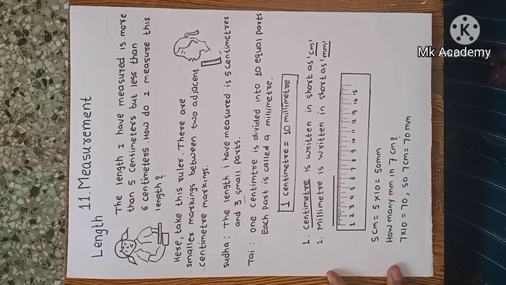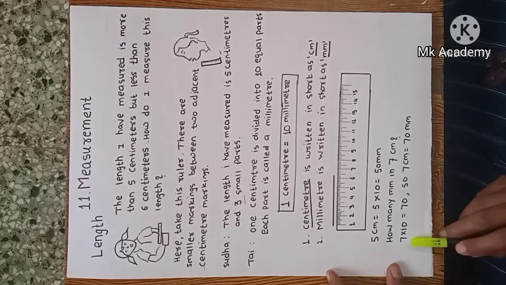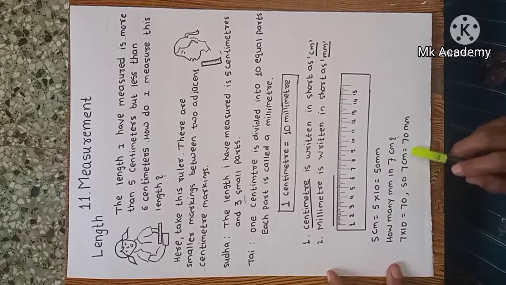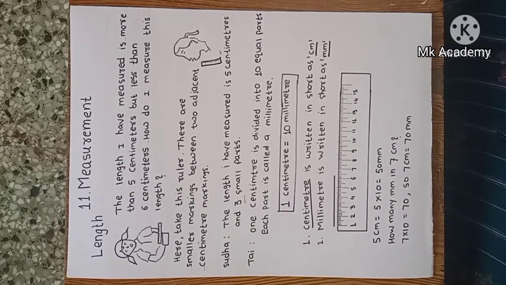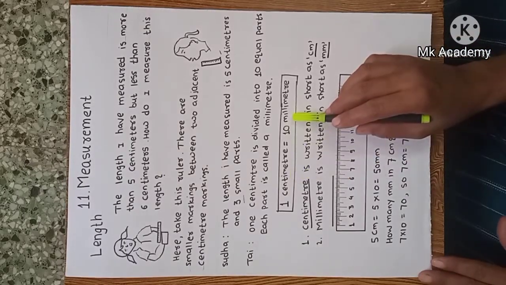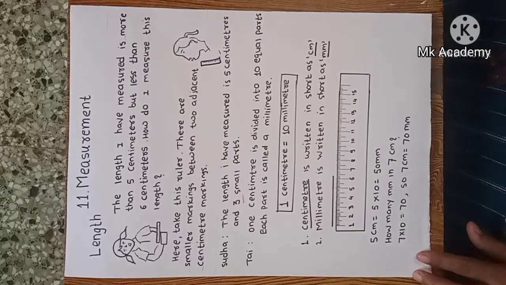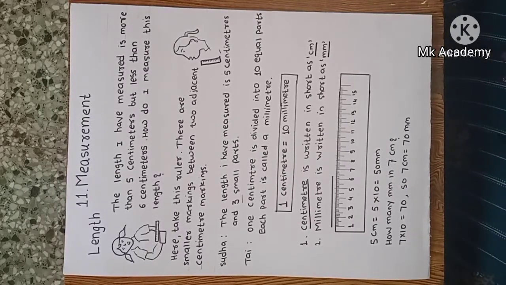Then how many millimeters in 7 centimeters? See, we have to ask how many millimeters in 7 centimeters. Then 7 multiplied by 10 is equal to 70. Means 7 centimeter is equal to 70 millimeters. We know that 1 centimeter is equal to 10 millimeters. Therefore 7 centimeter is equal to 7 into 10, 70 millimeters.